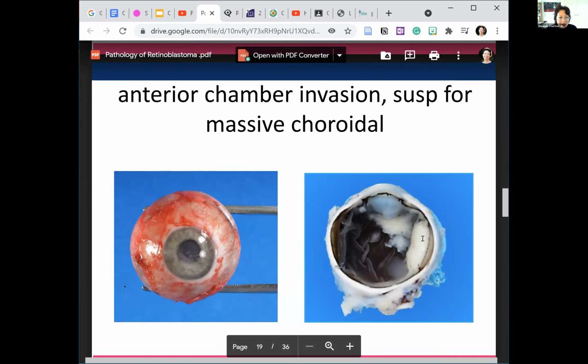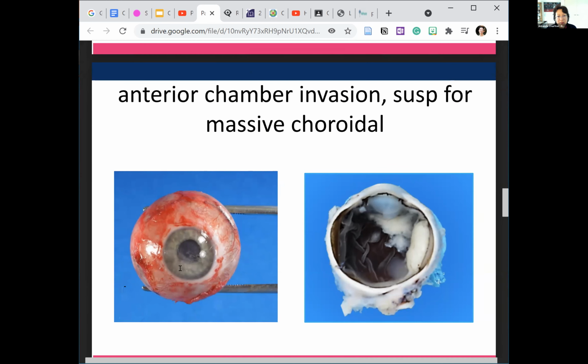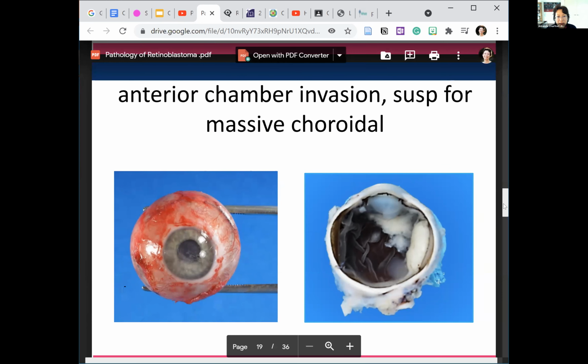So we can see this little thin line here? That's the retinal pigment epithelium. So this has got massive choroidal invasion here, and there was some fluffy stuff in the anterior segment, so anterior chamber. So 2 poor prognostic factors. And notice we're looking at all these things and we haven't even used the microscope yet.